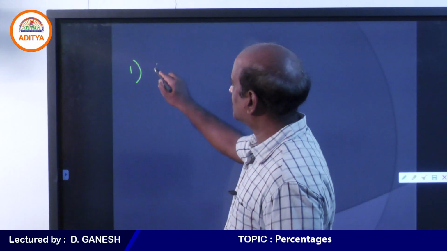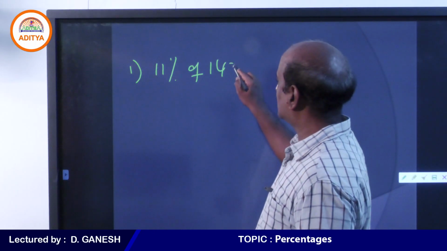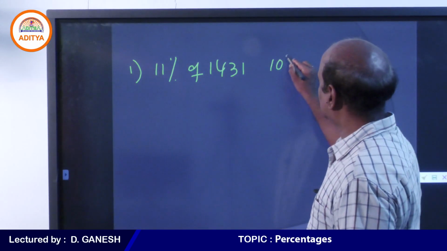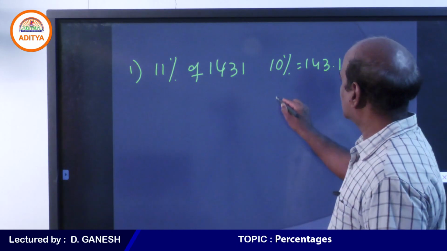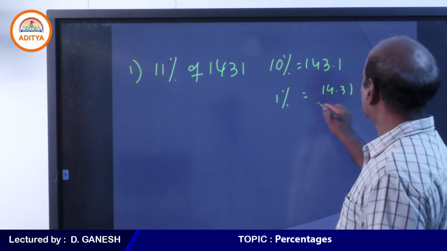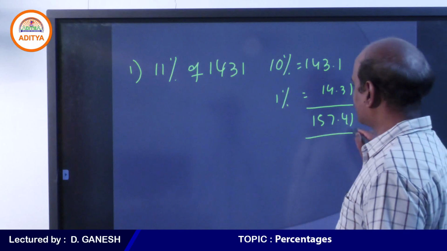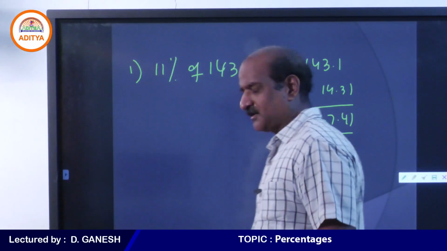So here we go. Come on students, make it fast. 11% of 1431. Quick. So 10% is 143.1, and of course 1% is 14.31. Hence the answer must be 157.41. So this is 11% of the given number. Now we continue with some more questions.